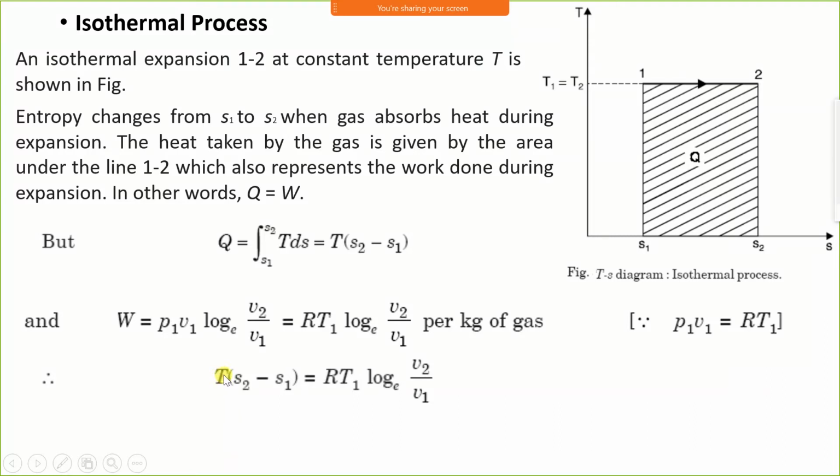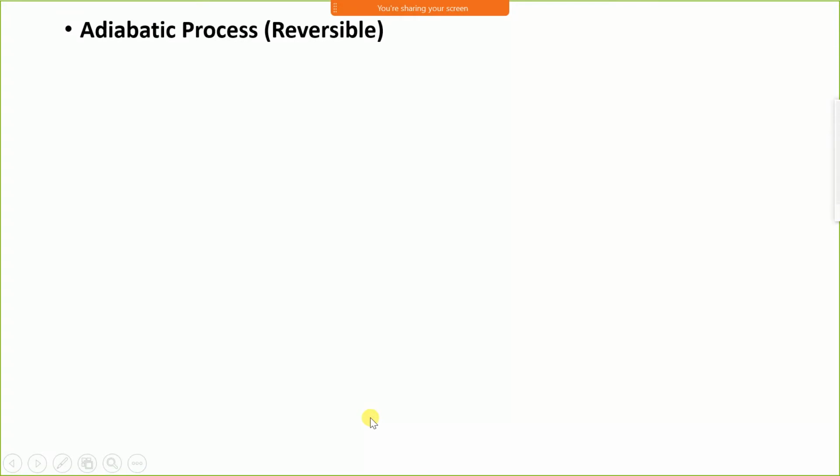You can take T1, you can take T2, no problem. Then T and T will get cancelled. Then S2 minus S1 is equal to R log base 2 V2 by V1. Now for isothermal process, P1 V1 is equal to P2 V2. Therefore you can replace V2 by V1 with P1 by P2 also.